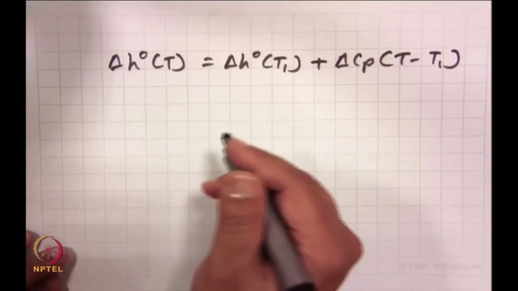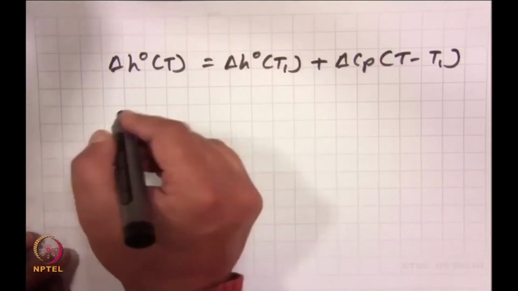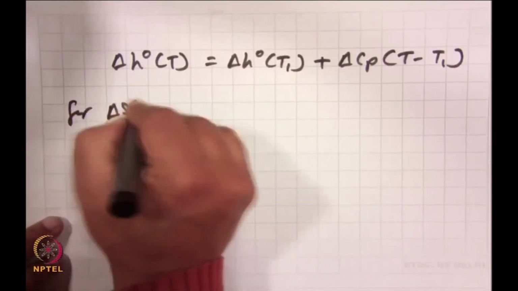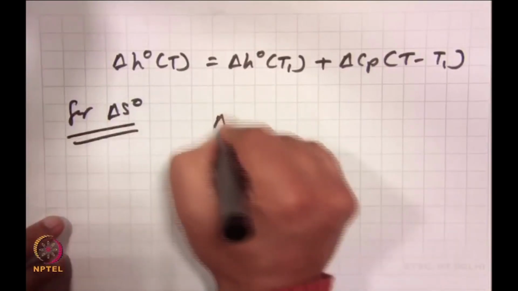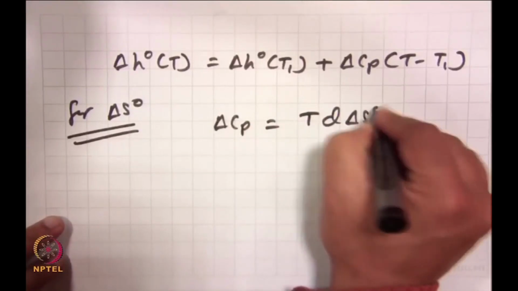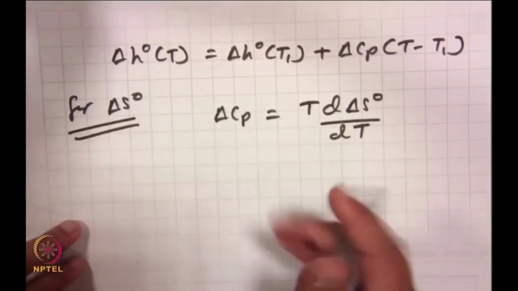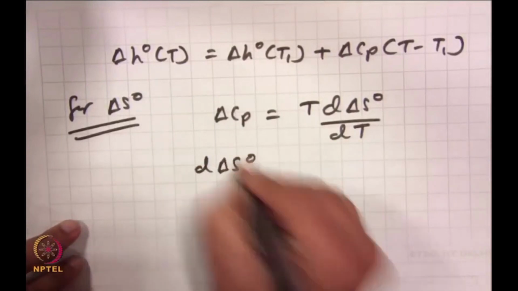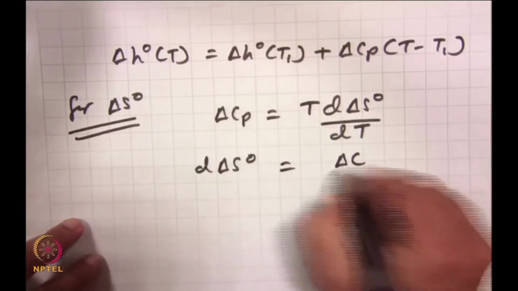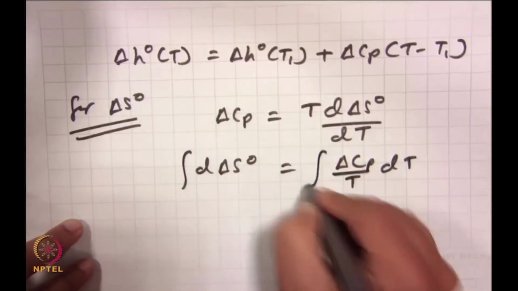Now, the same thing can be done with delta S. So, let us do it for delta S. For delta S 0, we have delta Cp is equal to T d delta S 0 over dT. We do the same transformation, we say that d of delta S 0 is equal to delta Cp by T, then dT, and we integrate again as before.